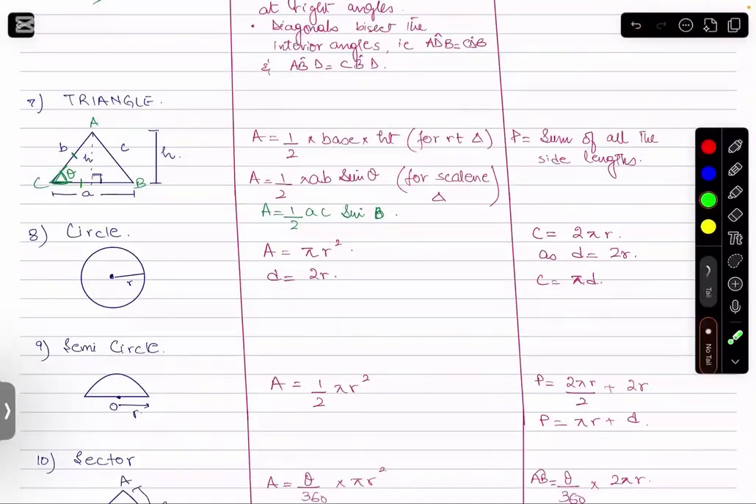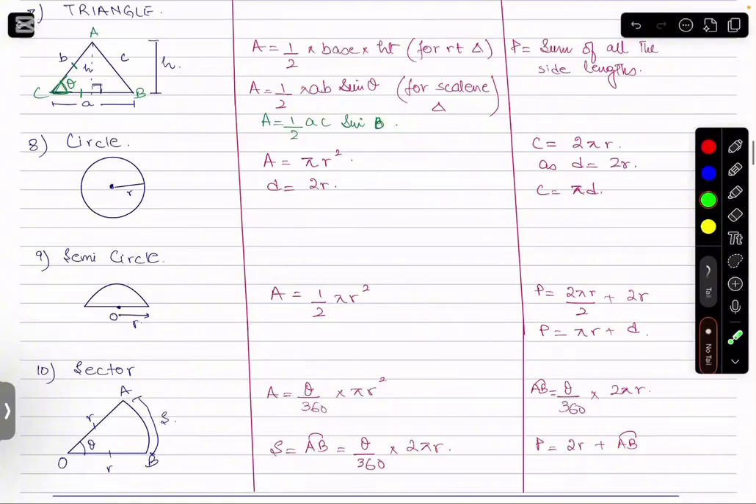Then for circle, the area is pi r square, the diameter is 2r. Circumference is actually the perimeter of the circle. Perimeter of the circle is called the circumference. That's the boundary of the circle. So circumference is 2 pi r, diameter is given as 2r. So you can also say that circumference of the circle is pi d, right? 2r written as a diameter. It can also be written as pi times diameter.